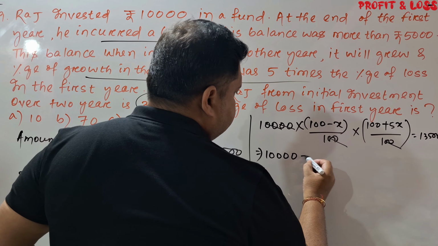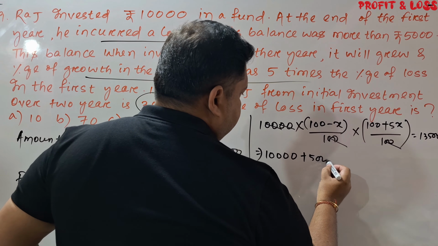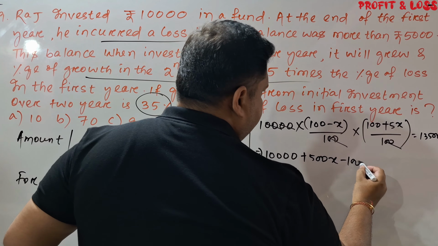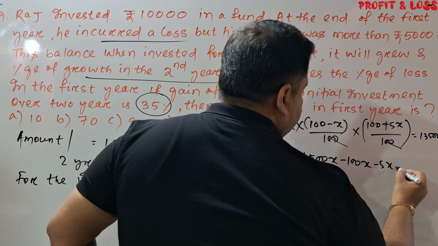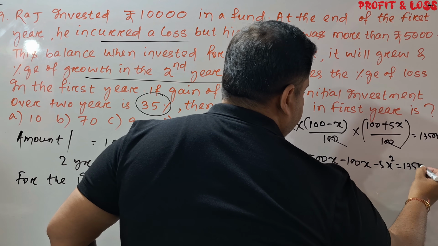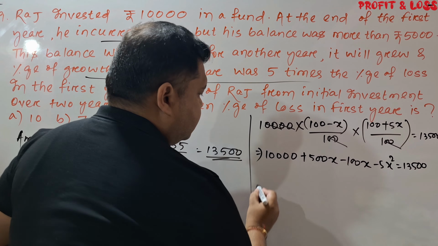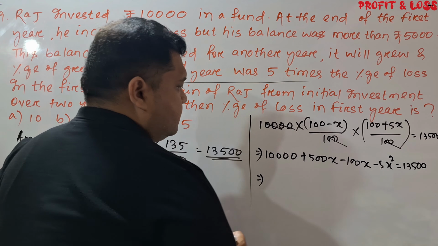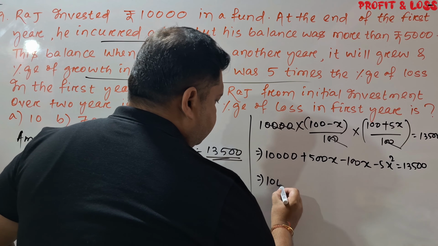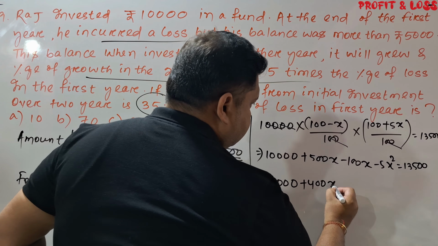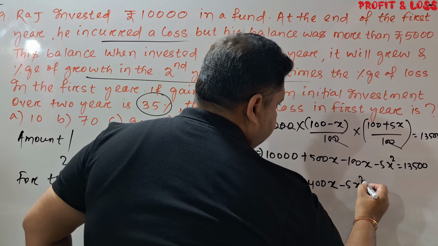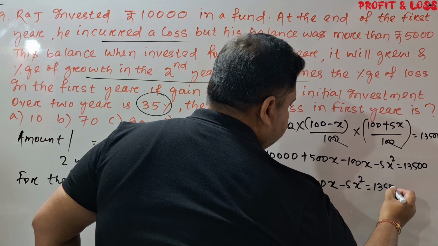This is plus 500x minus 100x. Okay, minus 5x square, that is equal to 13,500. Do the simplification here. This is equal to 10,000 plus 400x minus 5x square. That is equal to 13,500.